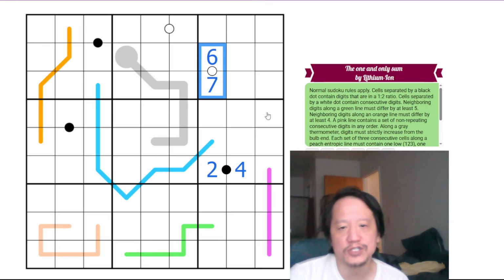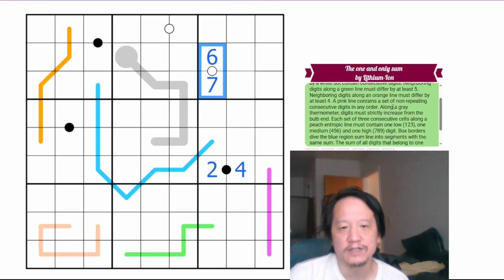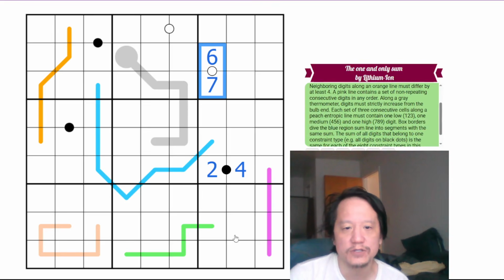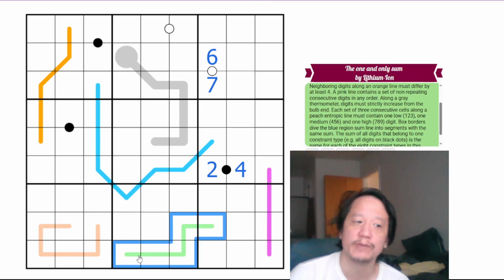Neighboring digits along a green line must differ by at least 5. I call these Whisper 5 lines because the setter came up with that name, and I thought it made a lot of sense because it's very easily extensible. Other people call it German whisper lines.